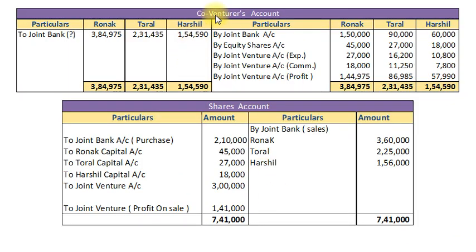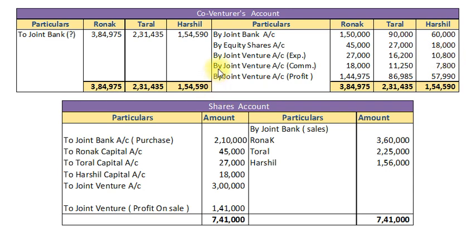Now here we have prepared co-venturers account and shares account. First of all, in co-venturers account, on credit side we will record by joint bank account Ronak 1,50,000, Taral 90,000 and Harshil 60,000. This is nothing but their initial investment. Then we record by equity shares. It is nothing but payment for purchase of equity shares made by co-venturers, 45,000 Ronak, 27,000 by Taral and 18,000 by Harshil.